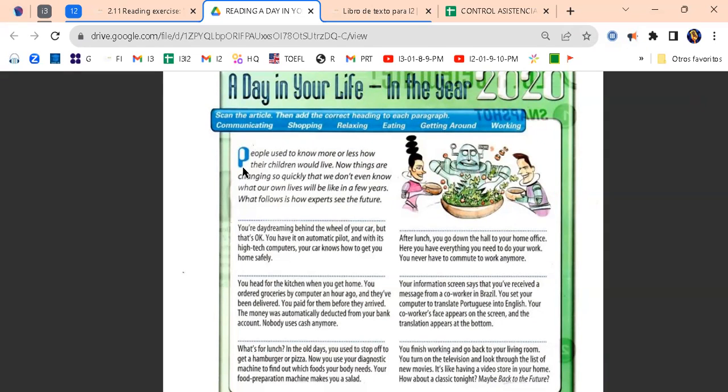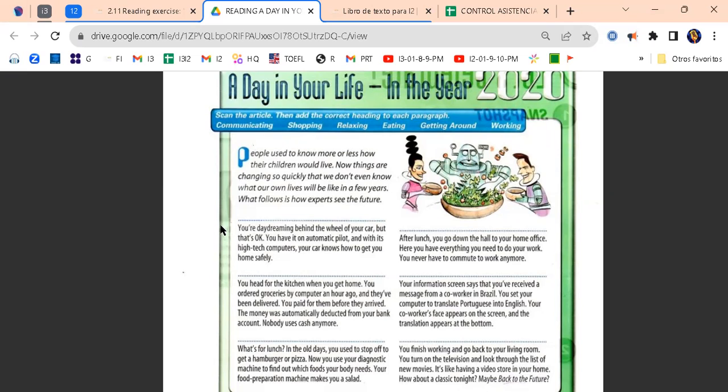Okay. People used to know more or less how their children would live. Now things are changing so quickly that we don't even know what our own lives will be like in a few years. What follows is how experts see the future. Okay, let's see.